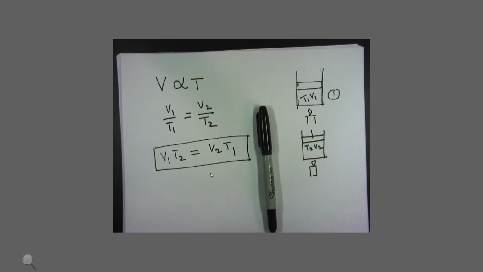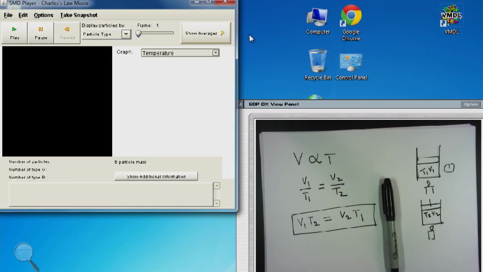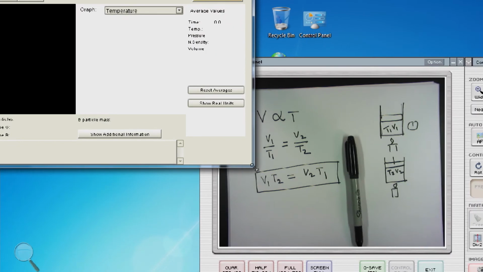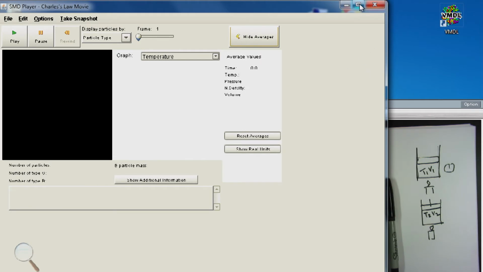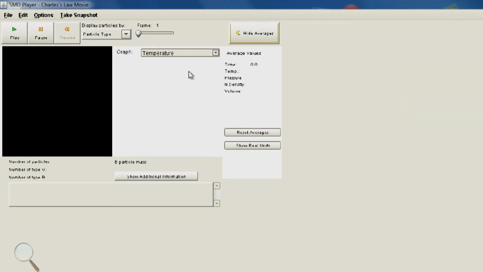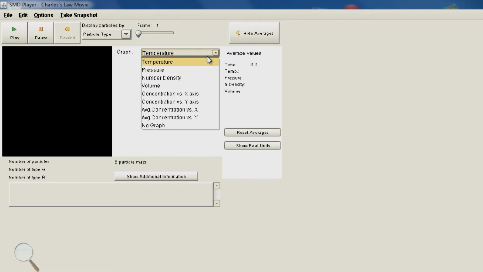So now let us go to the molecular dynamics experiment on our VMDL and see if that is actually true based on our simple calculations. Let me expand this and make it bigger. We are going to show the averages. Let's make this full screen. Now we are going to look at temperature. Pressure is going to be constant.